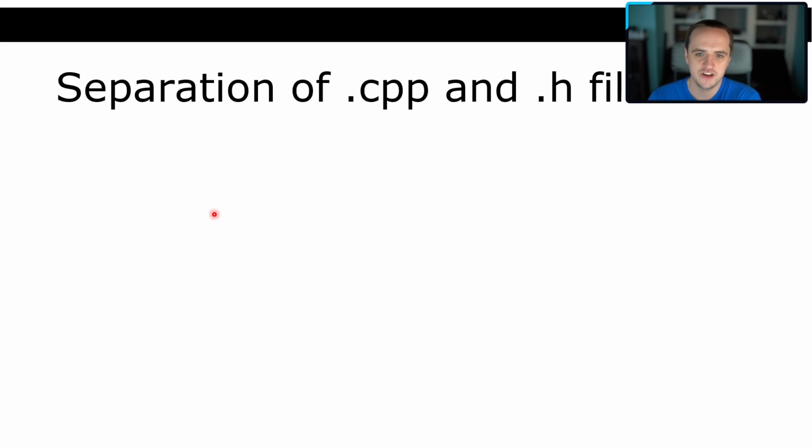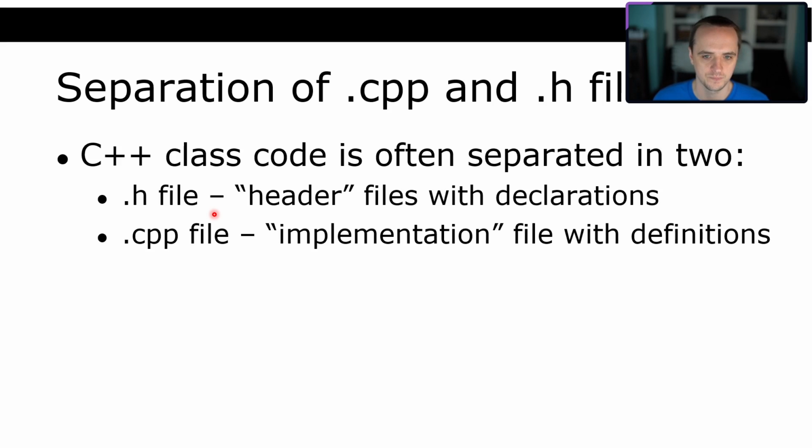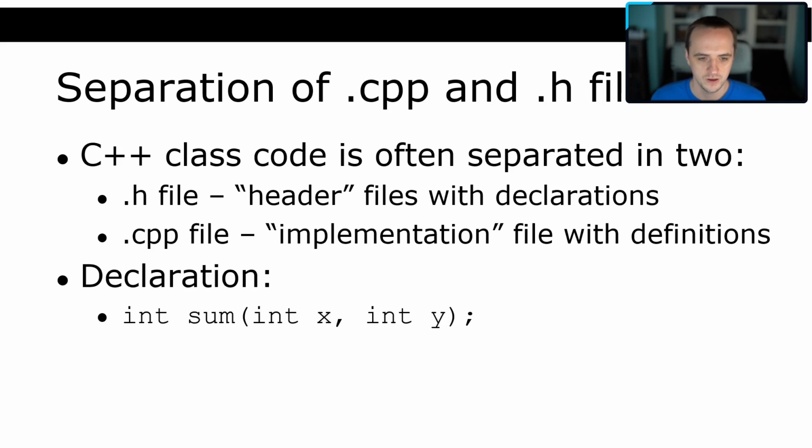So the separation of CPP and H files, we will actually show an example of this in the next class when we show the assignment files that I give out. But C++ class code is often separated into two different files. The .h file, or the header file, with all of the declarations, and the .cpp file, or the implementation file, with all the definitions. What is a declaration? A declaration is a line of code that declares that a function exists. So it has the name of the function, the return type of the function, and the arguments of the function. But it doesn't actually include the code that the function runs.